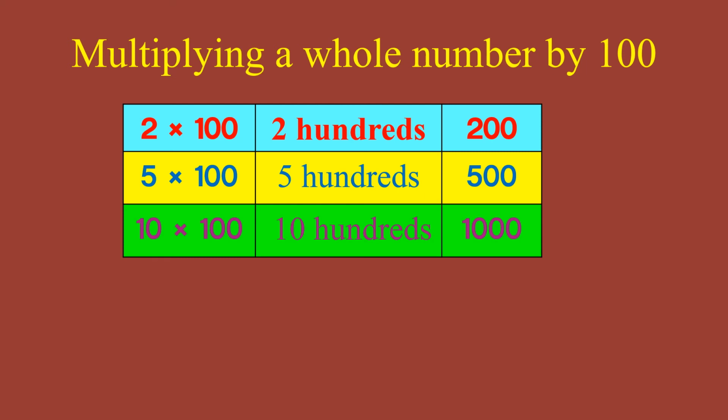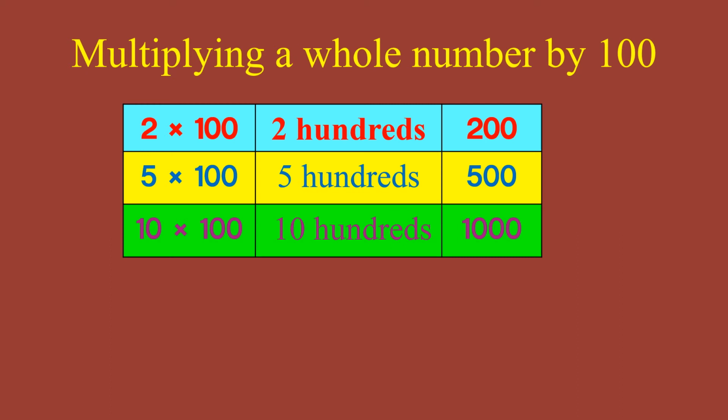Next, we'll consider multiplying a whole number by 100. So 2 multiplied by 100, you can mention it as 2 hundreds. So the answer is 200. 5 multiplied by 100, you can mention it as 5 hundreds. So the answer is 500. 10 multiplied by 100, you can mention it as 10 hundreds. So the answer is 1000.